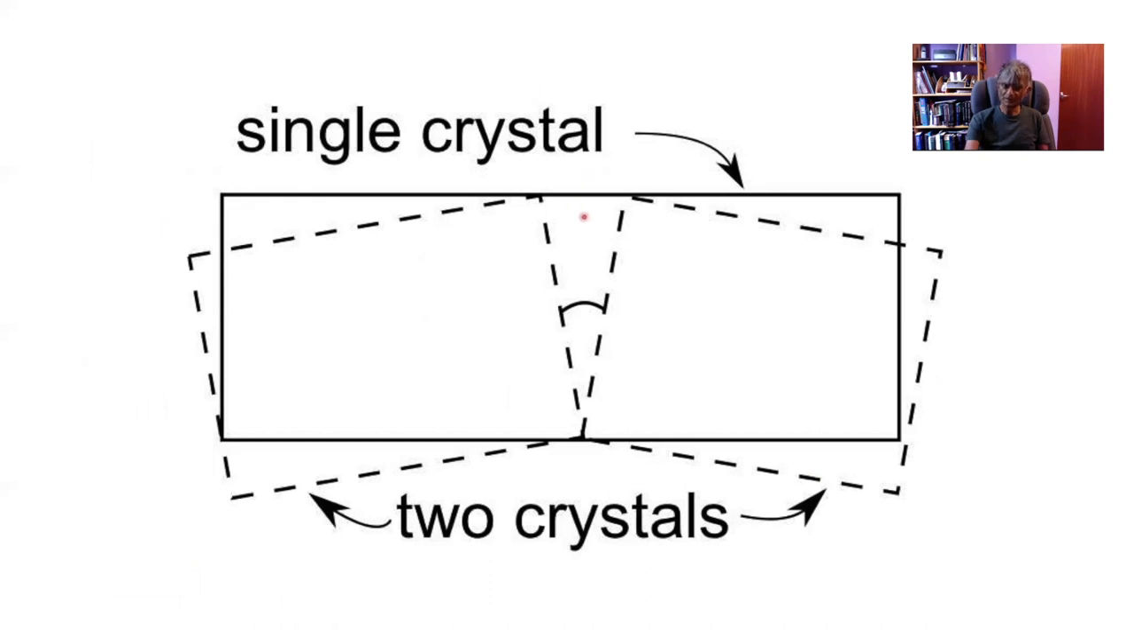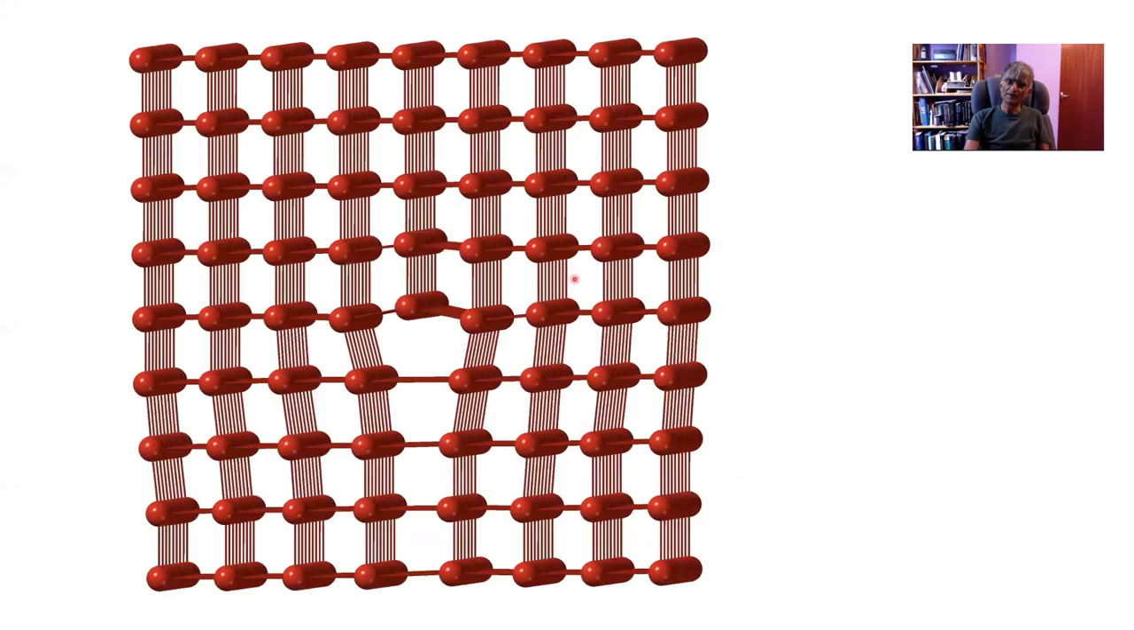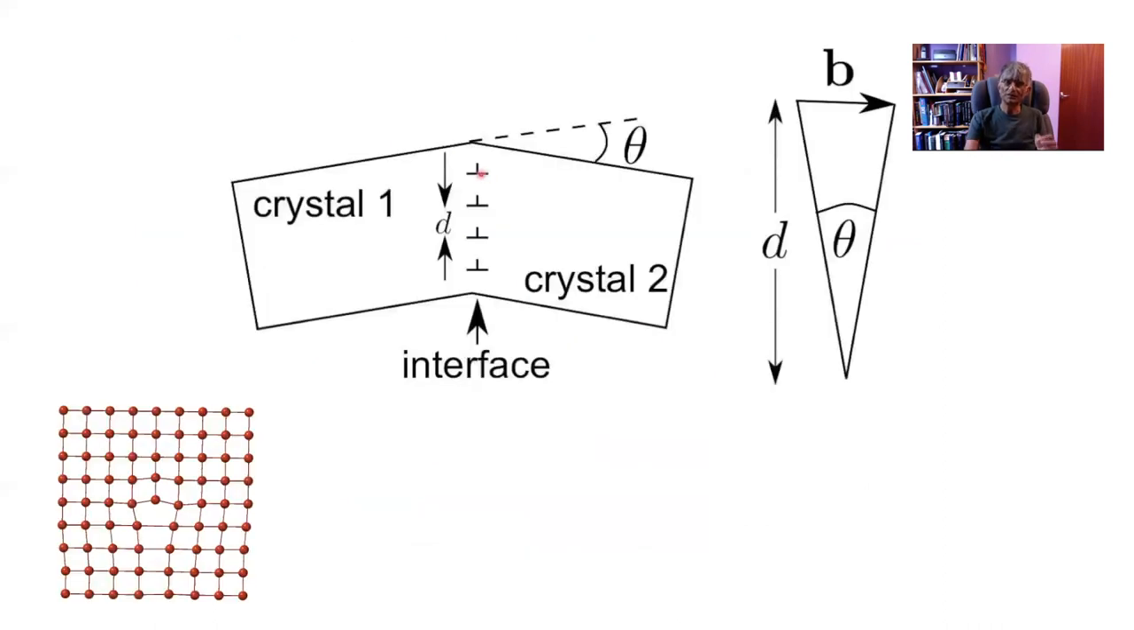Then I would cut it along the center and tilt the two halves with respect to each other. Now, unfortunately, this does not look like a boundary, which is a planar defect, okay? We have actually created some empty space here, and that empty space is filled by extra half planes of dislocations which you put into the boundary, okay? So here is an array of dislocations where these extra half planes effectively fill up the space created by tilting the two halves with respect to each other.